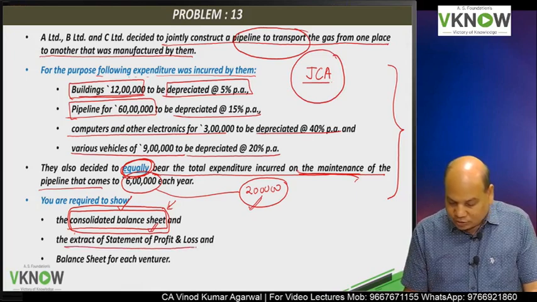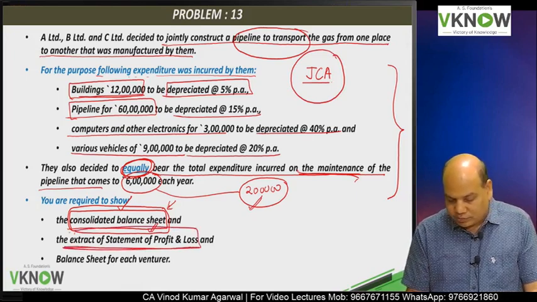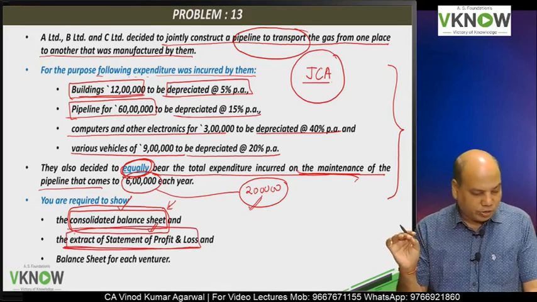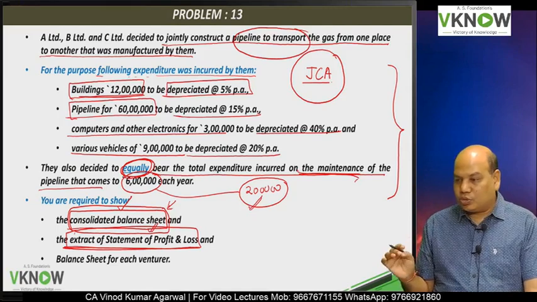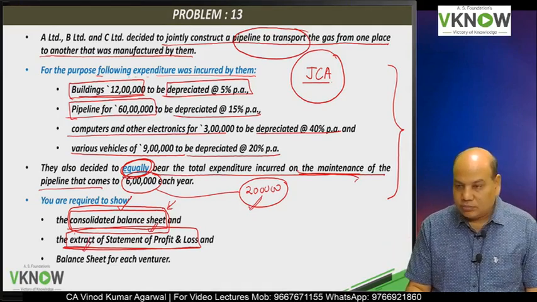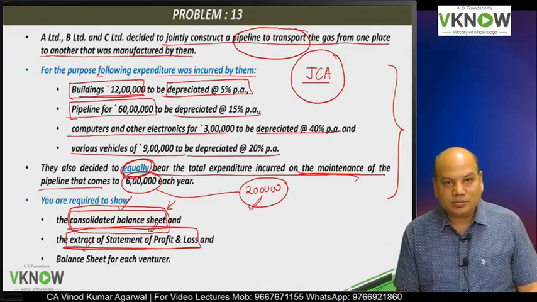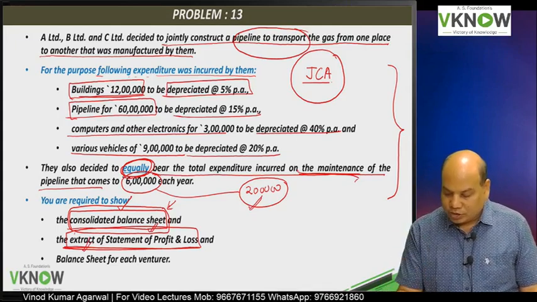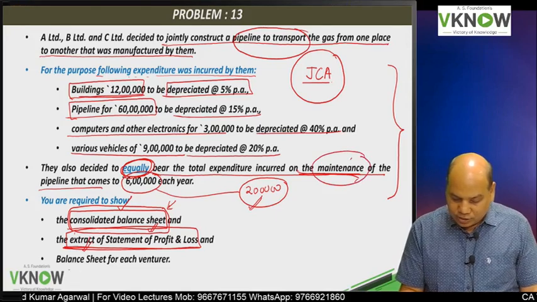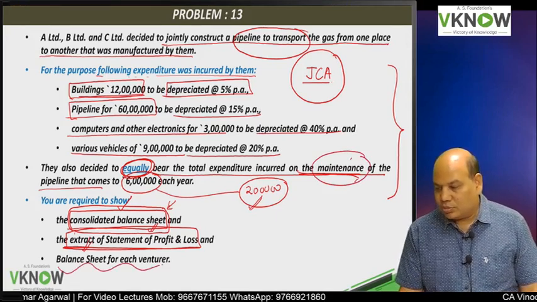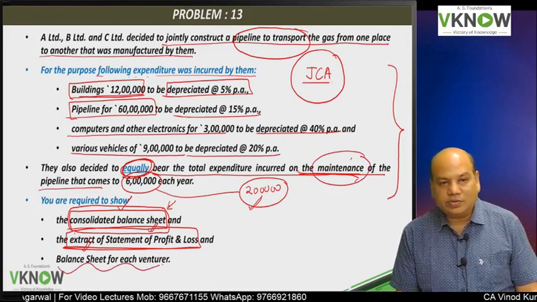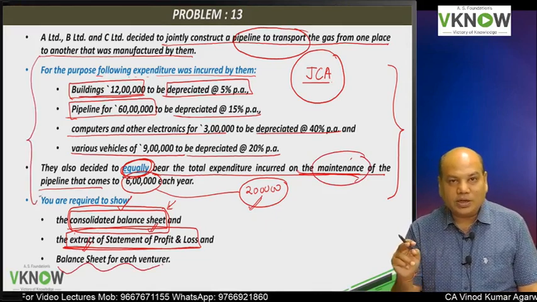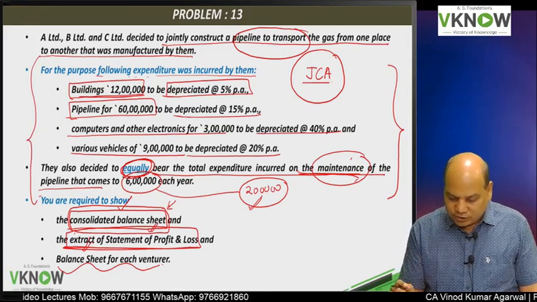Second is extract of the statement of profit and loss. Again, this is how much profit or loss this joint venture has made. We have to show only the extract. There is no revenue in this problem, but there are two expenses. One is depreciation and one is maintenance. And then the question asks for the balance sheet of each venturer, how these items will appear in the balance sheet of each venturer.